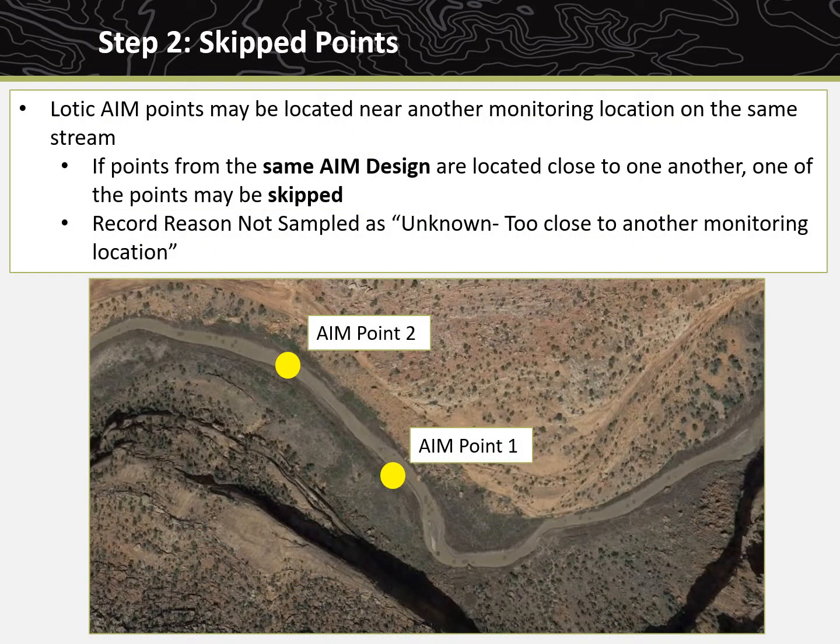In some rare instances, an identified LODIC-AIM point may be located near another monitoring location on the same stream. If points from the same AIM design are located close to one another and there are no differences in geomorphology, management, or flow between the 2 points, project leads may skip one of the AIM points. Skipped points should be recorded as unknown too close to another monitoring location in the reason not sampled field. However, this will have a negative effect on the statistical rigor and inference of the sample design, so it should be done with caution, and the point must meet all of the required criteria explained in the Evaluation and Design Management Protocol, not just be close to another point.